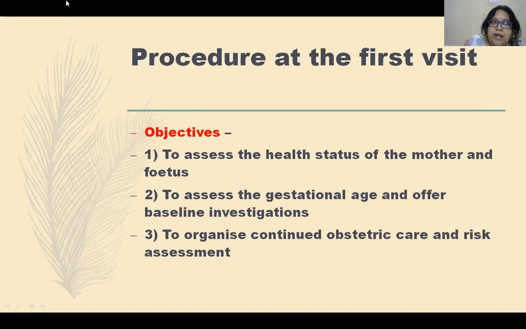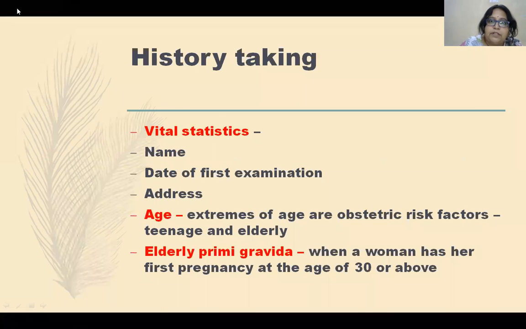Now let's see what we have to take in the history. Next is history. So how do you start your history? You start with vital statistics like what is her name, and you have to note down the date of her first examination, the day when she came to you for the first time, what is her address, what is her age. What is the importance of address in antenatal care?